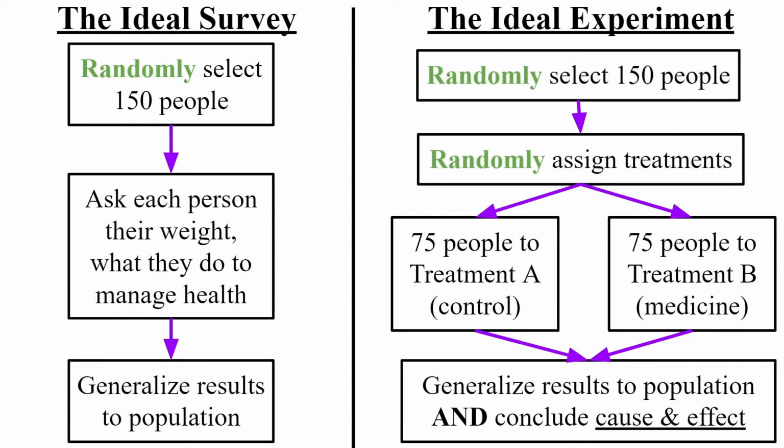And in a perfect world, if we did all these things right, we've randomly selected people and we randomly assigned them to treatments, we could generalize the results to the population and conclude cause and effect. Hopefully, that new medicine caused weight loss, and we can use that to make further clinical trials, maybe try to get this medication approved, things like that.